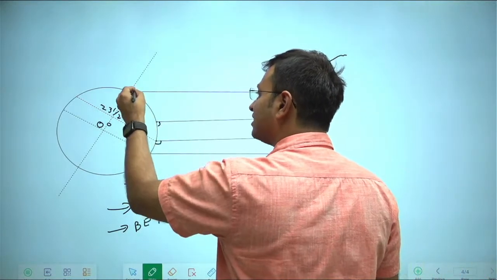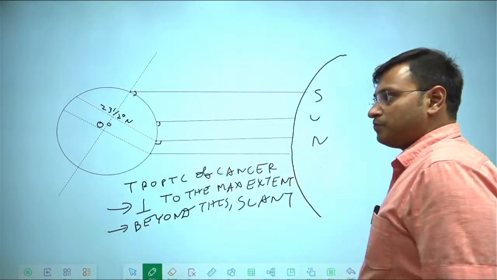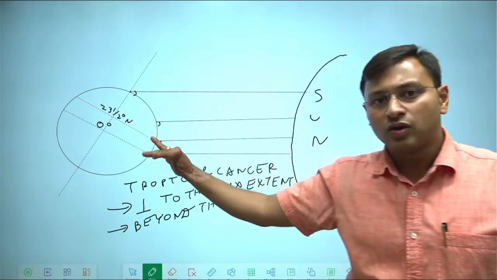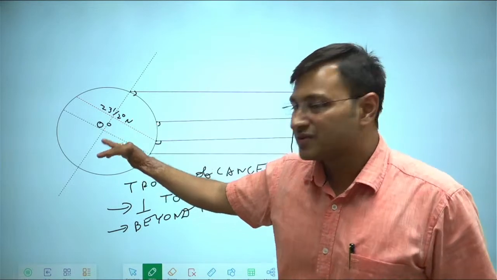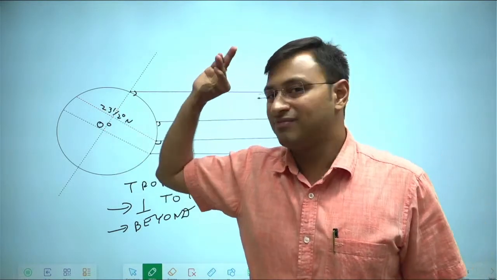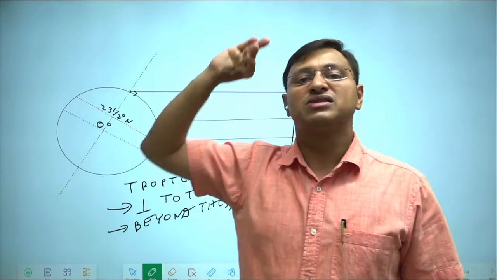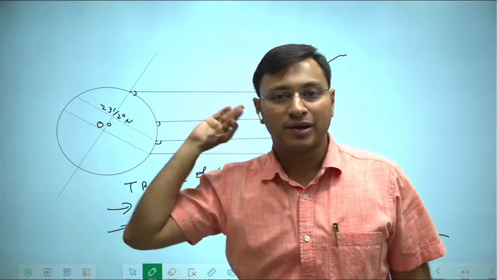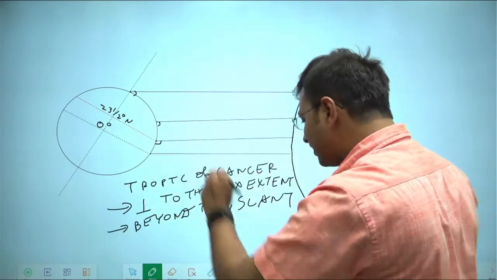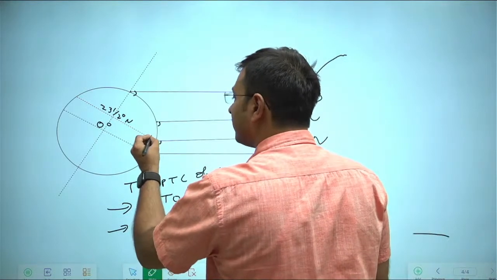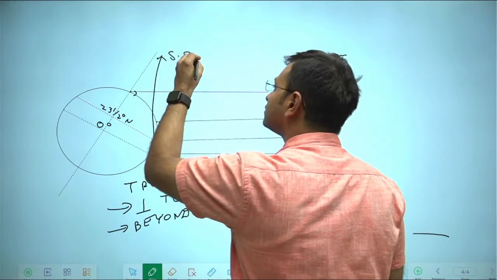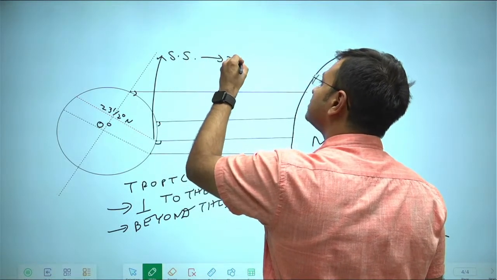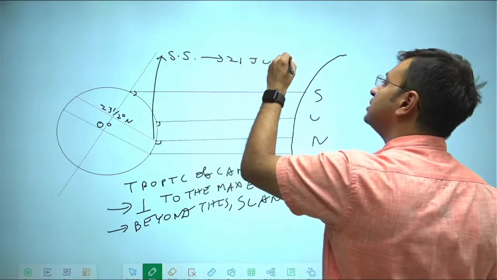So see this angle and see this angle. The Tropic of Cancer will denote that latitude in the northern hemisphere wherein the sun's rays will fall perpendicularly to the max extent. Beyond that, the sun's rays will never fall perpendicular on the earth. And mind you, this will happen only on summer solstice, that is 21st of June each year.